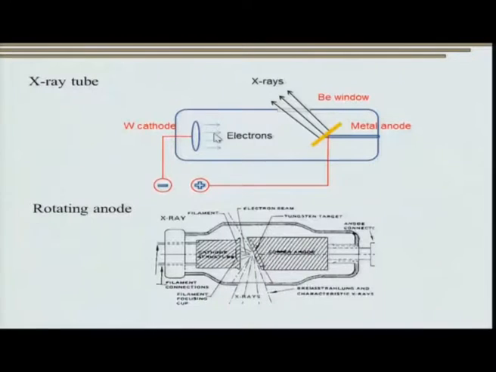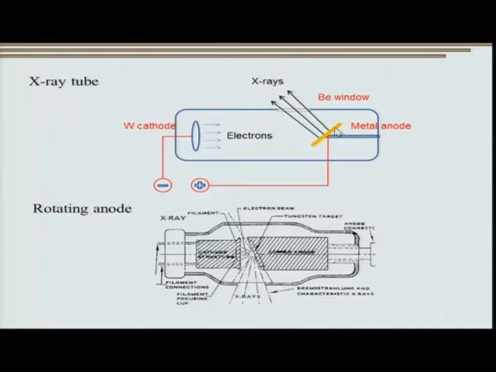However, I hope you can appreciate that if all the electrons are hitting the metal target, there is going to be a temperature rise, and therefore, water cooling, which is not shown over here, is essential. However, the electrons are hitting the metal anode at the same particular point, and hence the flux of electrons can only be to an extent which the metal can sustain without getting evaporated or melting.